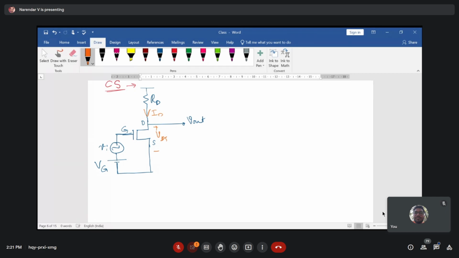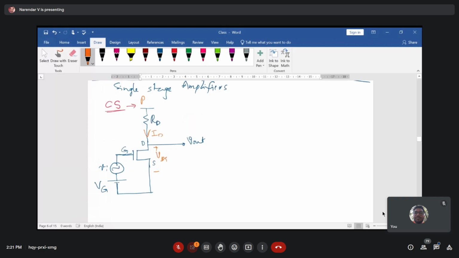Now we will first do the DC analysis, and then we'll go for the small signal analysis for this common source amplifier with resistive load.